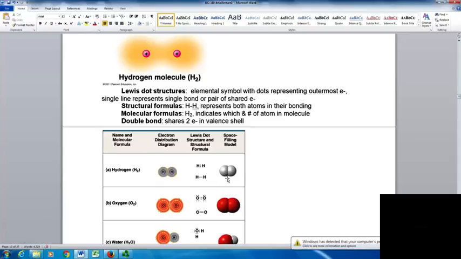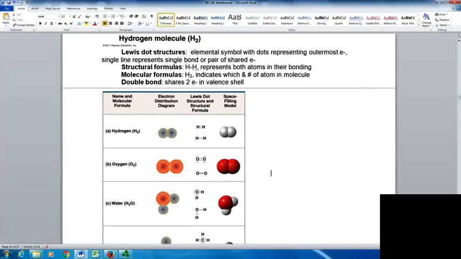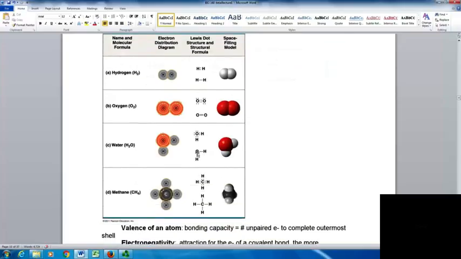This space-filling model just tries to give you a little bit closer to a three-dimensional view of what they would look like. With oxygen here, you can see you're going to have 6 electrons and 6 electrons so that they overlap a little bit. You have a double bond holding the two oxygens together. With water, you can see that the hydrogen is going to share with the oxygen, and it's going to do that with 2 different hydrogens actually for each oxygen.